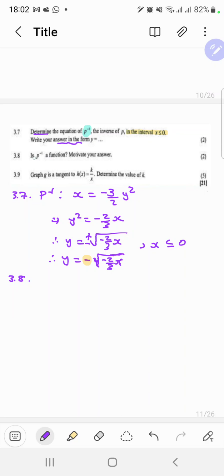3.8. It says, is that inverse a function? The answer is a hell yeah.